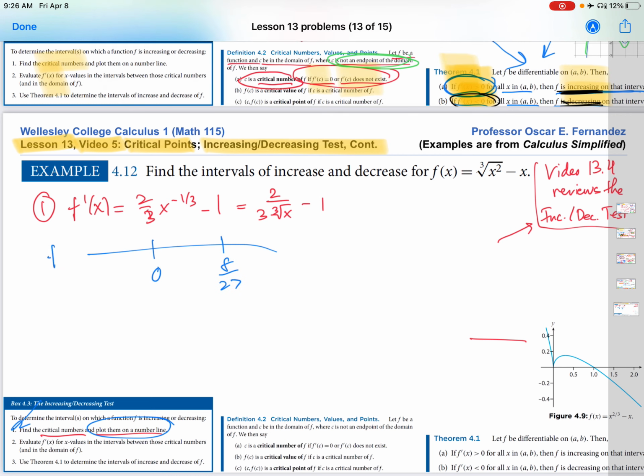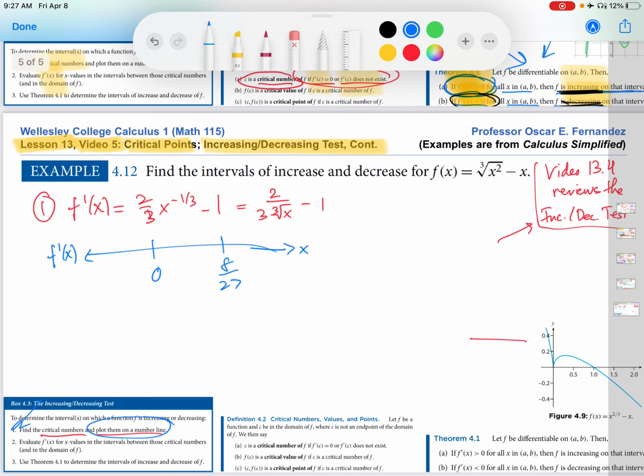And it's always a nice idea to put f prime of x over here, because in the increasing decreasing test, we are going to be substituting values in between these two x values into the derivative. So I have three parts of the number line where I want to substitute values. Like we've talked about before, it doesn't matter which values you substitute in. You really just want to pick ones that will make evaluating f prime of x simple. So here are some values that we could choose.